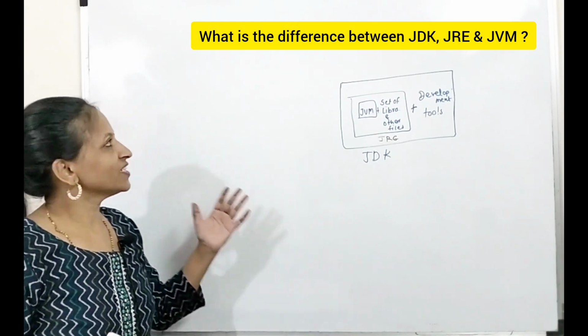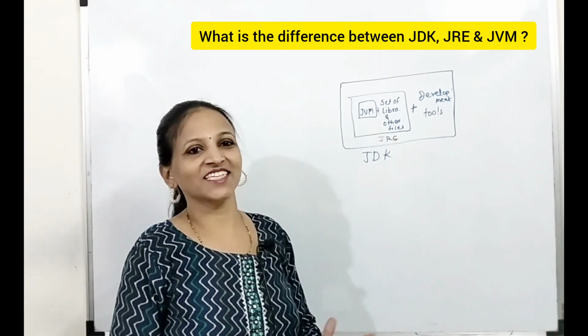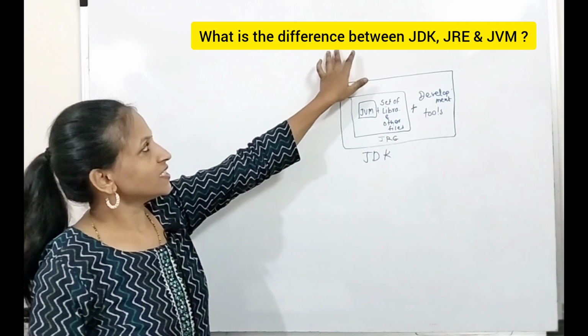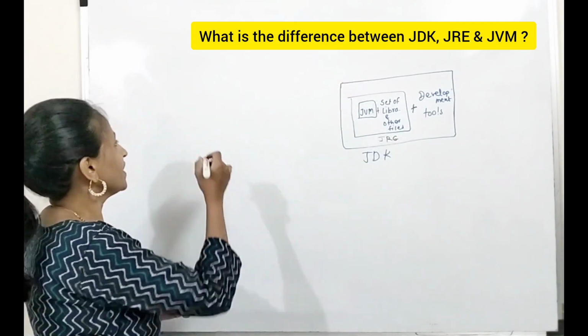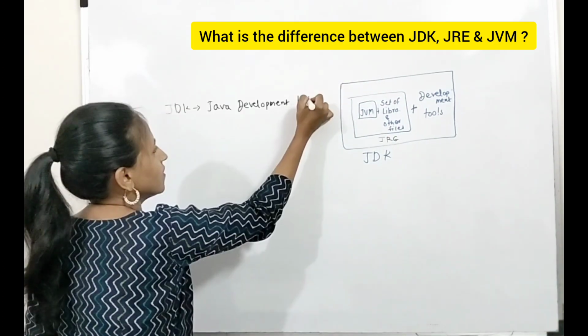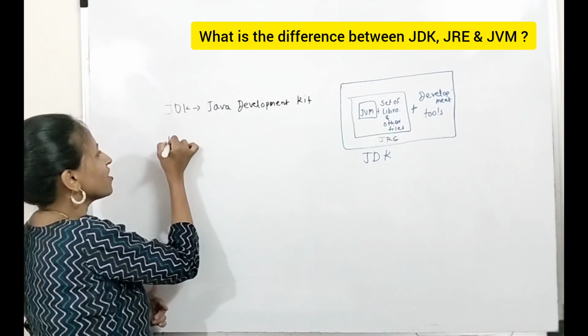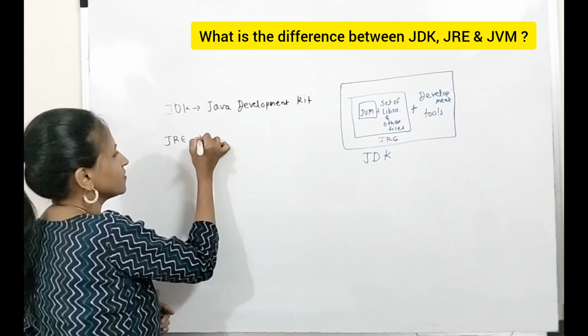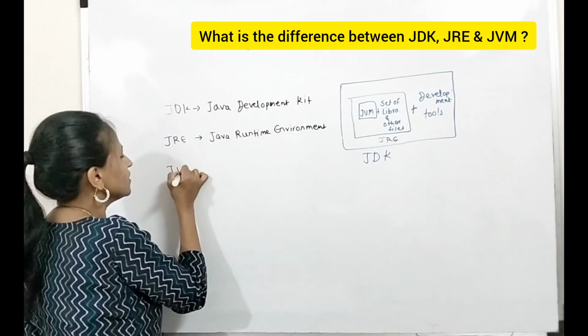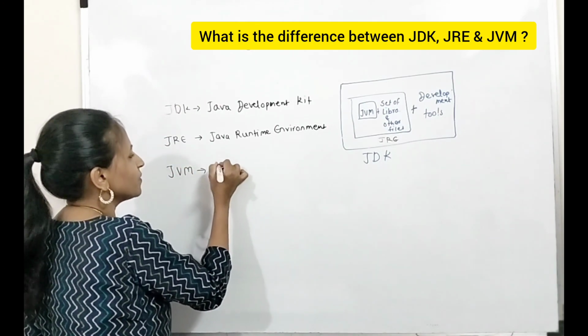What is the difference between JDK, JRE and JVM? See, JDK stands for Java Development Kit. JRE stands for Java Runtime Environment. And JVM stands for Java Virtual Machine.